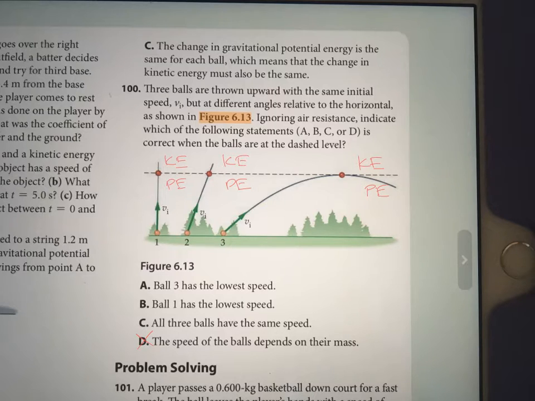They all started with the same kinetic energy. Again, remember initially they all were thrown with the same velocity. So these KEs I'm writing down, you can call them 1, 2, and 3. They equal each other. Well, the PEs also equal each other because they're at the same height. So if you started with 20 joules of kinetic, and let's say 8 joules went to potential, how many are left? 12. For all of them, it's the same amount of kinetic energy.